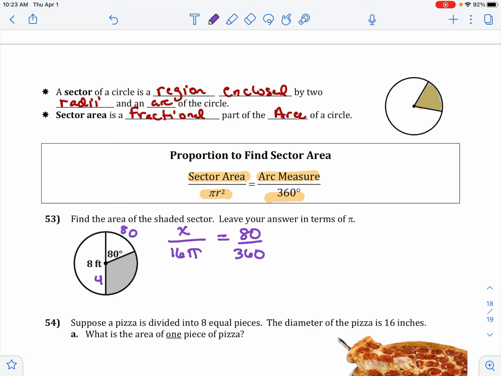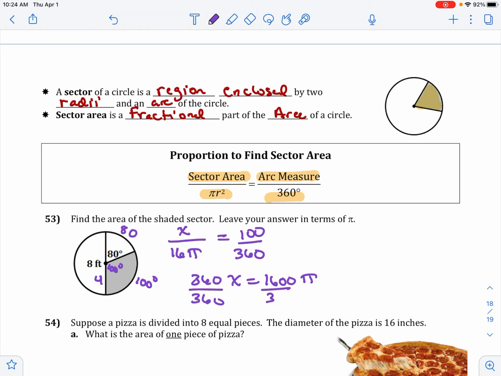Oops, I'm sorry. The arc measure is not 80. 80 is this arc. So what would the other arc be? Glad I caught that. What would the other arc be then? So I see a semicircle. It's actually 100 degrees. Okay, to make a semicircle. So we'll have to use 100 degrees out of 360. All right. So now we do our cross products again. So we'll get 360x equals 1600 pi.